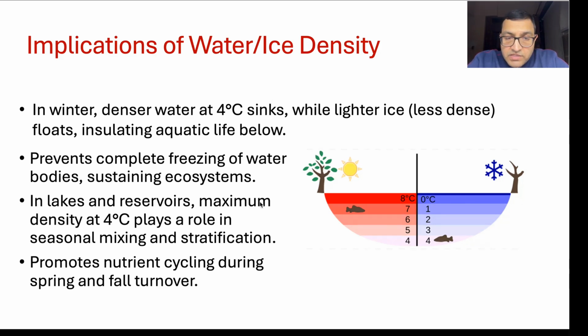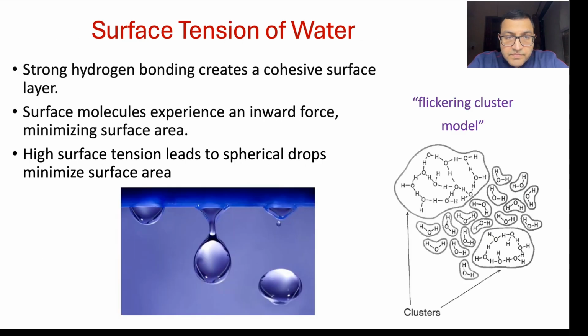And then in lakes and reservoirs, the maximum density at 4 degrees Celsius also plays a role in seasonal mixing and stratification, and that phenomenon promotes nutrient cycling during spring and fall turnover. So it has some very wide biogeochemical ramifications, as well as ecosystem implications like sustenance of aquatic organisms in wintertime.